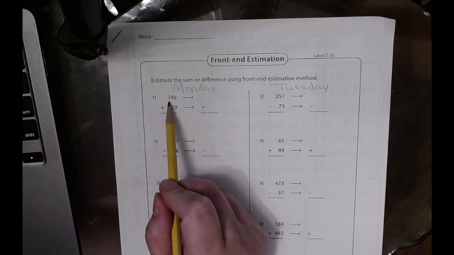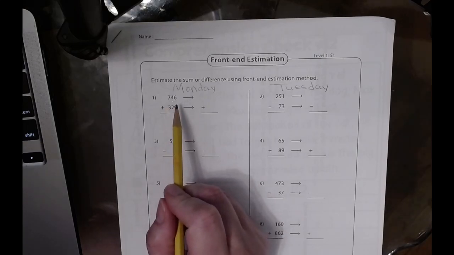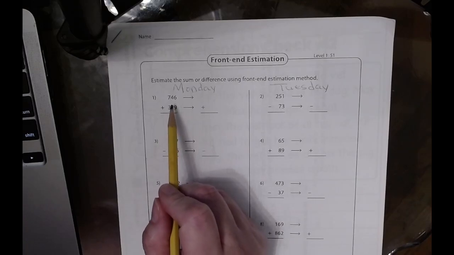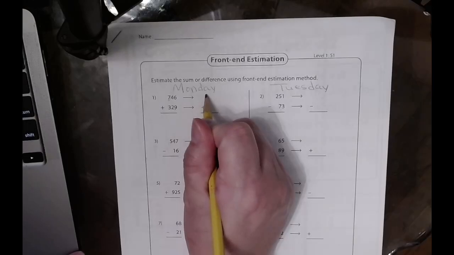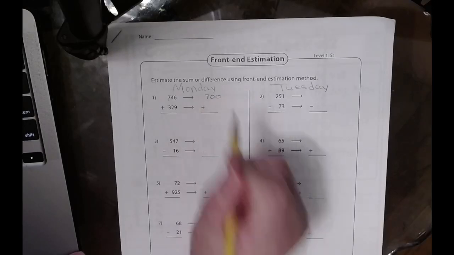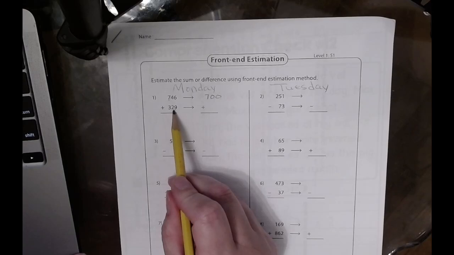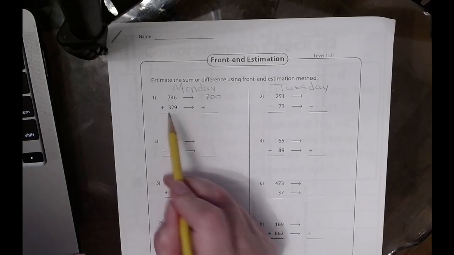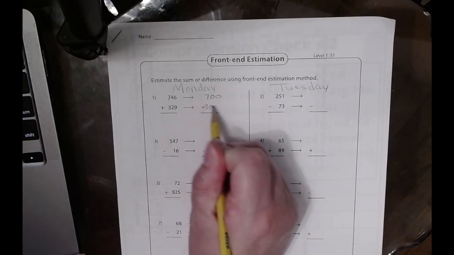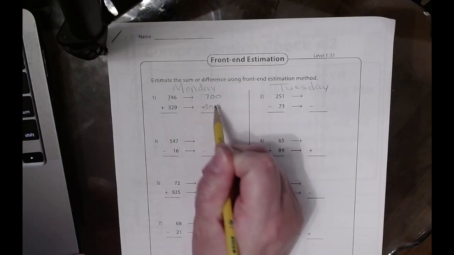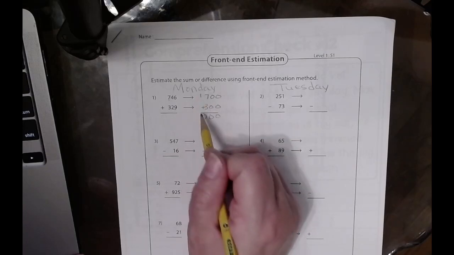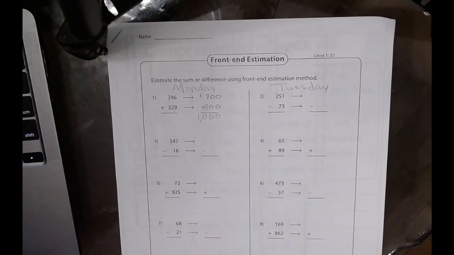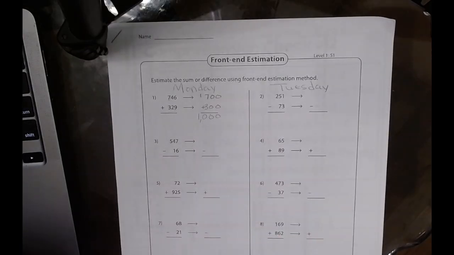All right, so 746, for front-end estimation, you're taking whatever digit is in front. On this top one, for 746, the 7 is in front and it's in the hundreds place. So you're just going to put your first digit 7 and then the rest zeros. 329, again, the 3 is in the front. It's in the hundreds place. So that's 300. 0 plus 0 is 0. 0 plus 0 is 0. 7 plus 3 is 10. You carry the 1. 1 plus nothing and nothing is 1. So 1,000. So it's just another way to estimate.